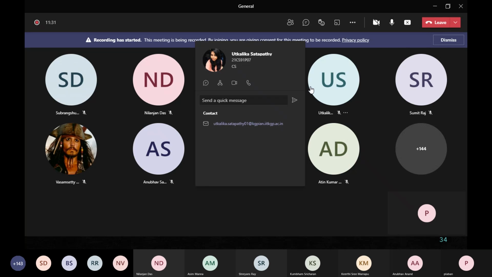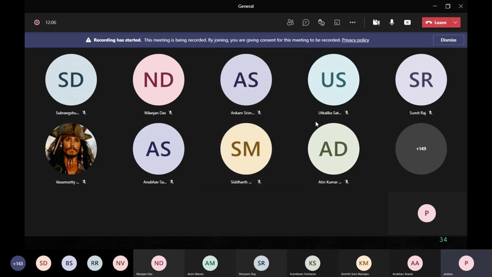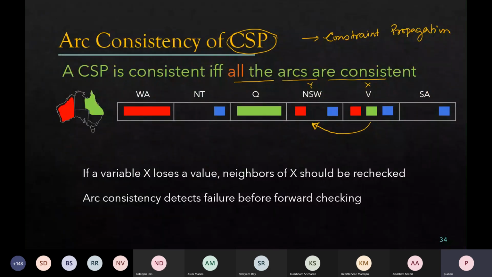Atin? Hello? Atin, are you there? Those who are not responding, can you please mark? The answer can be, well, I did not understand, or maybe some answer. If someone is not responding, please mark. Sumit? Hello? Yes, sir. So can you tell me whether this arc is consistent or not?